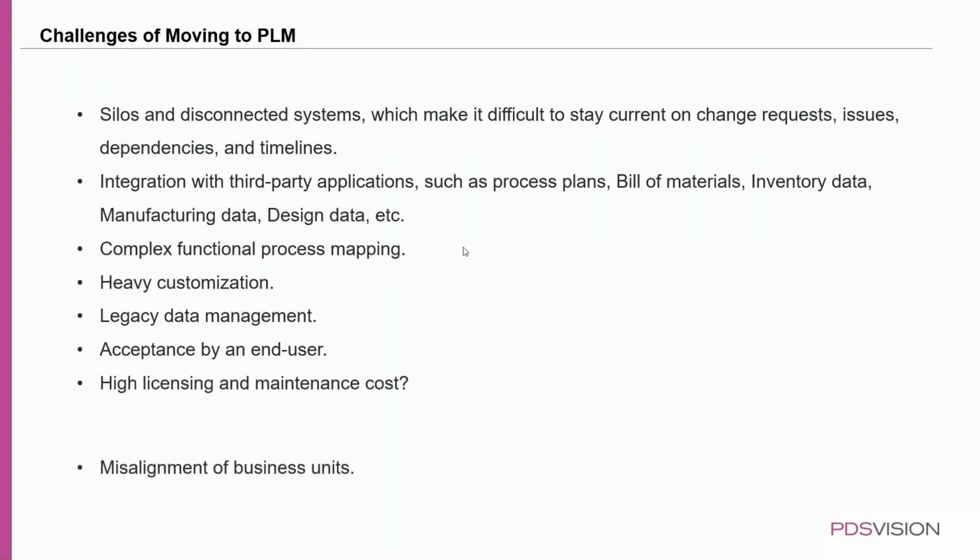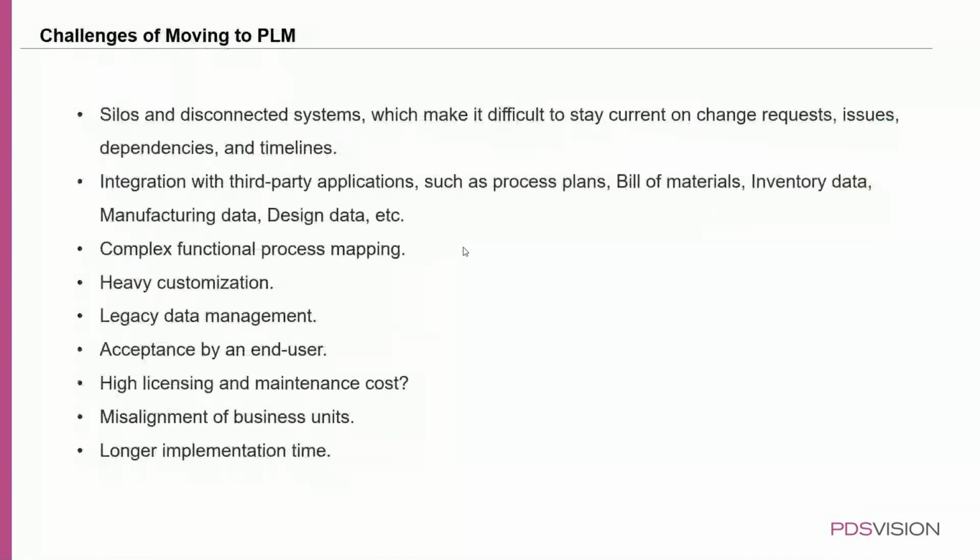All right, so some of the challenges of moving. Once again, currently a lot of things are siloed and a lot of systems are disconnected, which makes it difficult to stay current with change request issues, dependencies, and timelines. So currently that's how a lot of things are inside of our systems, and it does slow us down. The integration of third-party applications such as process plans, bill of materials, inventory data, manufacturing data, design data, and so on. Those are also challenges, and that kind of goes back to the first bullet item, where we have a lot of disconnected systems and things being siloed.